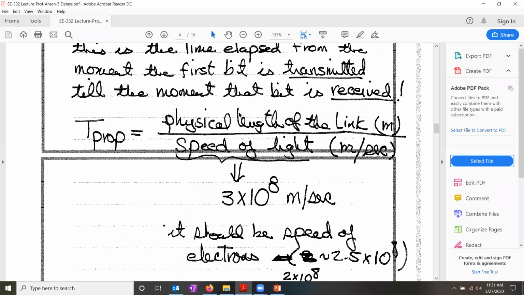You see the formula of propagation delay. In propagation delay, are you seeing any length of the message? No. It is only the physical length of the link. If a message is 1 megabyte or 10 megabyte, whatever the length of the message, the propagation delay will remain the same. Propagation delay only depends upon the physical length of the link. It does not depend upon the length of the message.